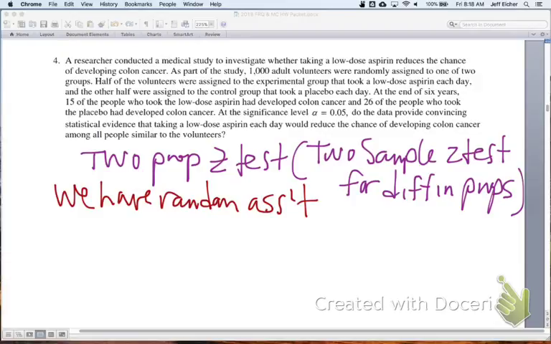Of treatments. Right here. We were told that. If you said random sample, no, they were volunteers.